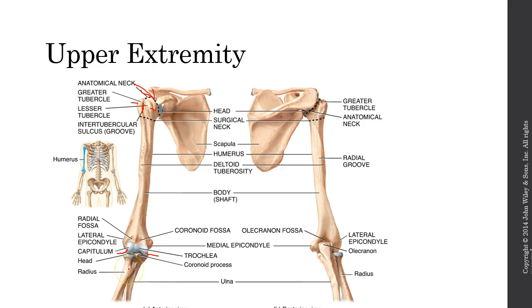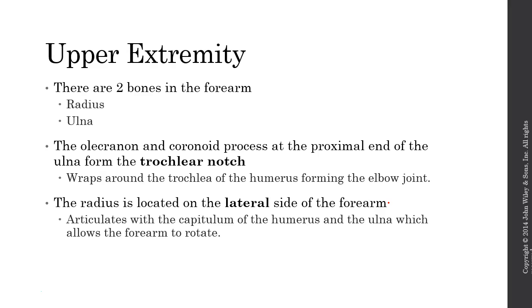The capitulum articulates with the radius of the forearm. Okay, so the trochlea is medial, the capitulum is lateral. Above these we have epicondyles. They are simply named medial and lateral epicondyles. Okay, on the posterior side of the distal end of the humerus, we see the olecranon fossa. This is where the olecranon of the ulna rotates into as we flex and extend the arm. Those are the features of the humerus.